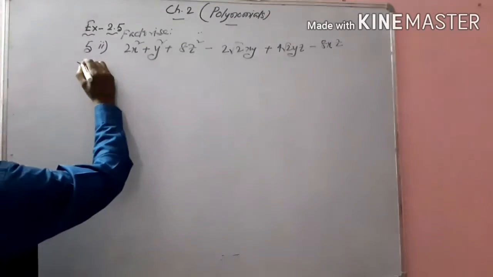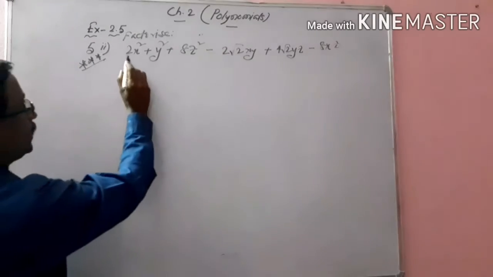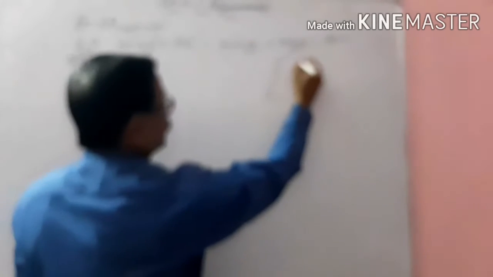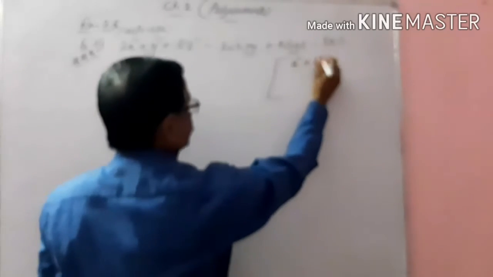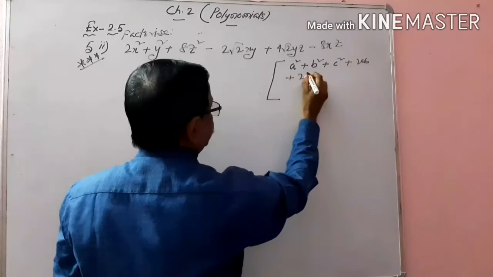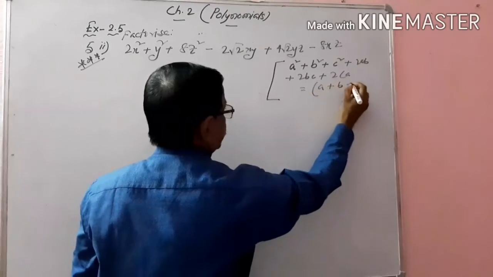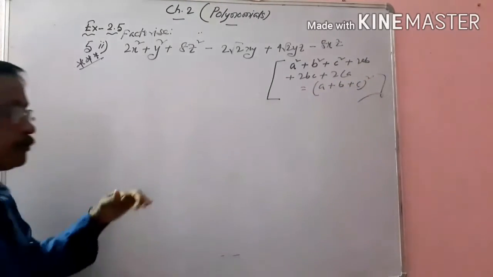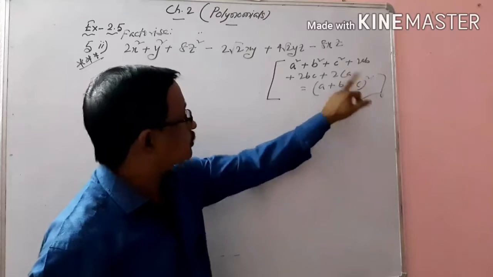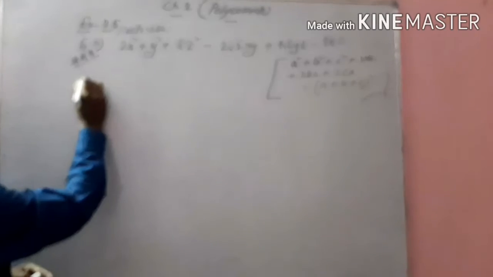It is most important. Keep attention and understand it properly. Okay? So you see, one identity is there. First I am writing the identity so that with this identity you can understand. One identity is there: a square plus b square plus c square plus twice ab plus twice bc plus twice ca equal to a plus b plus c whole square. I have shown this identity in my last video. Now you break according to this identity.